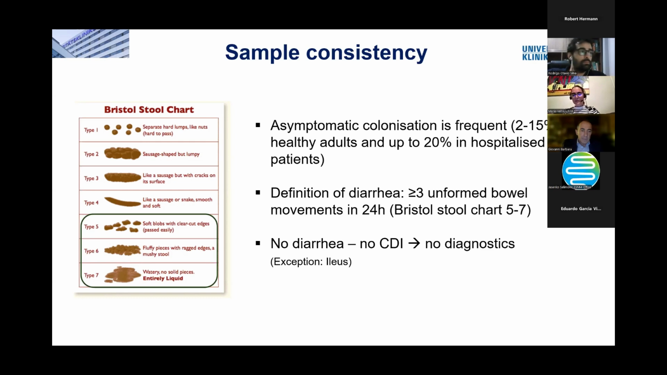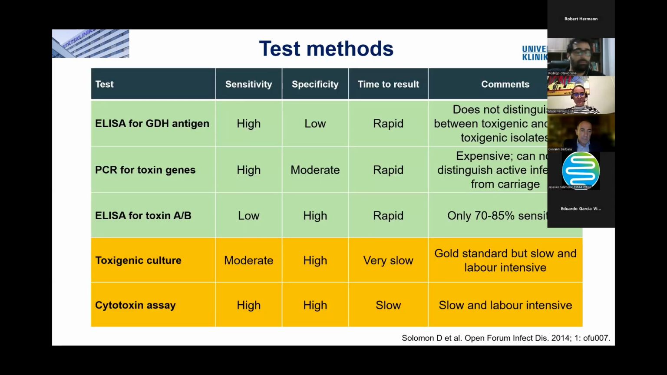But I think in this case, it's quite clear. She had 5 unformed bowel movements a day, so it's totally adequate to send in a sample to the laboratory. Now, in the laboratory, in theory, there are different tests that could be performed. The tests that are considered state of the art in the European guidelines today are colored in green here.